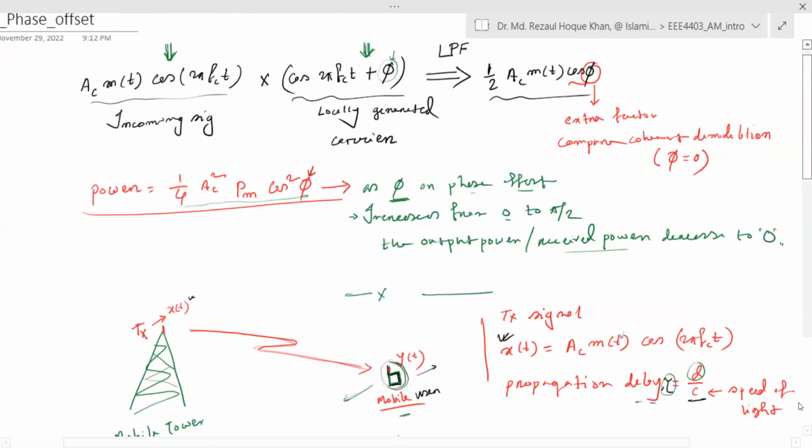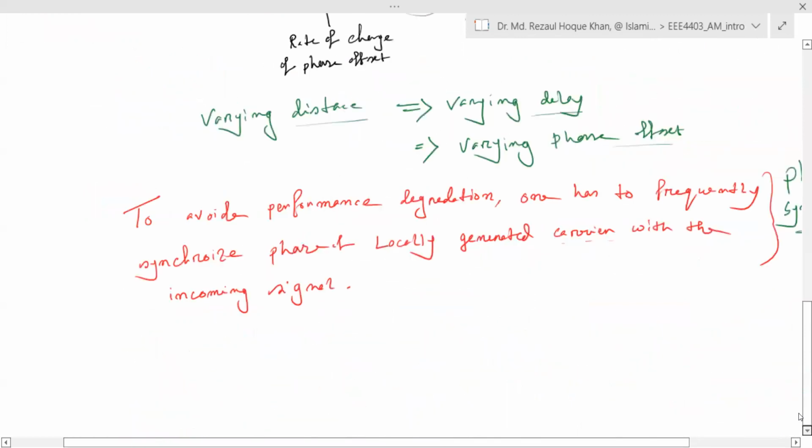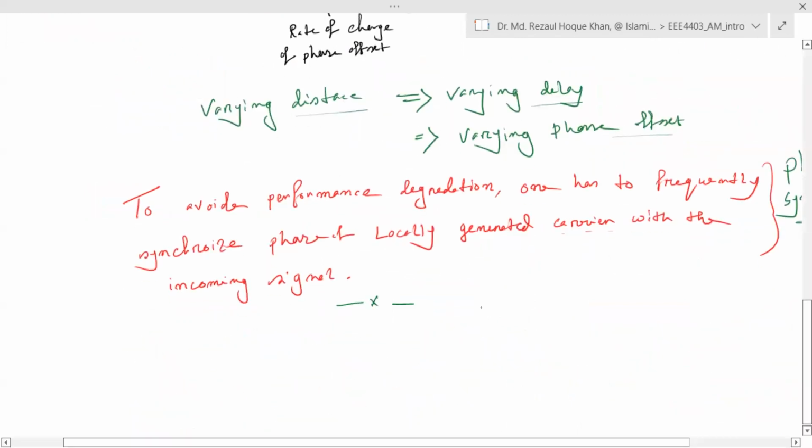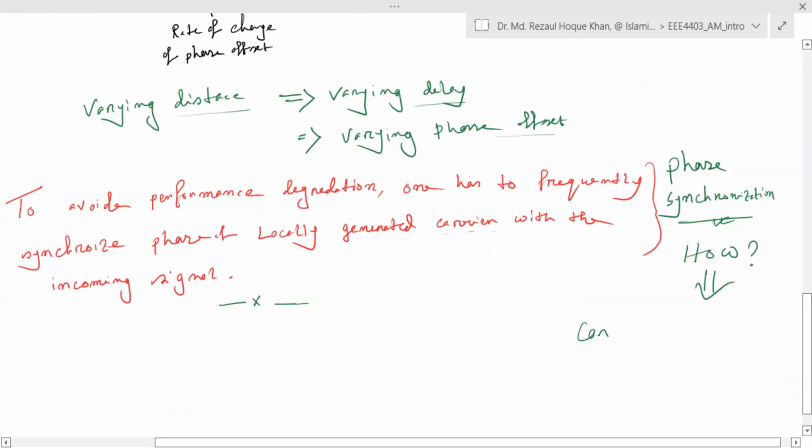So how can this phase synchronization be done? We can conclude that phase synchronization is needed. How is this synchronization done? It will be done by a special kind of receiver. It is called a Costas receiver.